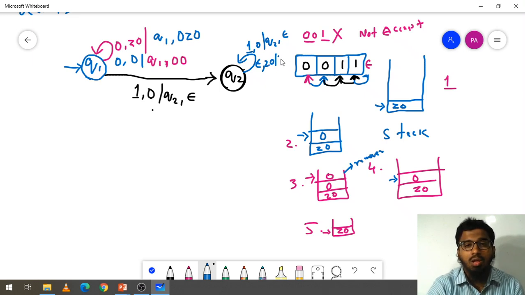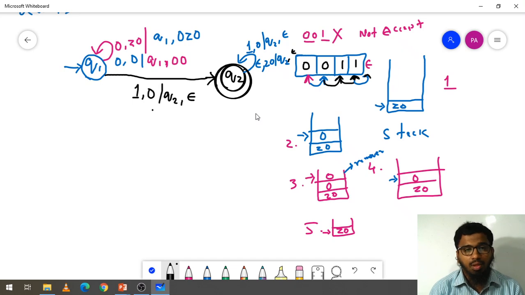So what is our final state? This only, Q2. Okay. The last point is epsilon comma Z0 is going to Q2 on epsilon. So this is the final state, we got it.